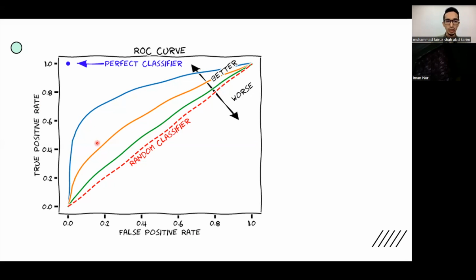Looking at the curve here, if the curve is skewed more towards the left side, it means the test will tell you, okay, if you are tested positive, you do have the disease. If you're tested negative, for sure you can rest assured that you don't have the disease. That is called a perfect classifier that has an AUC, or area under the curve, of 1.